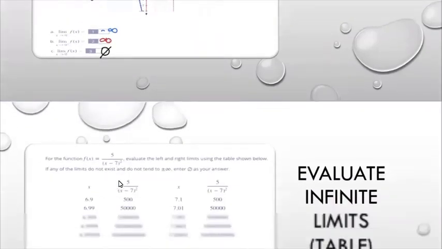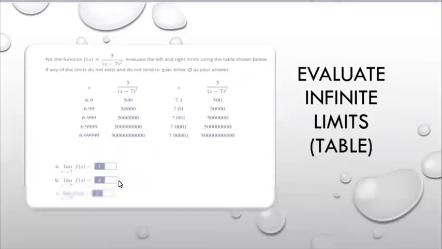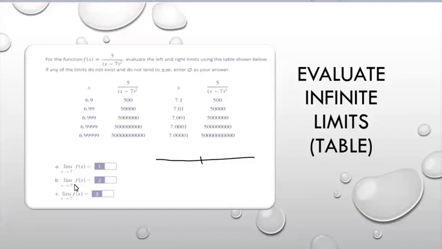All right, so what happens when we need to do the same? We need to evaluate those infinite limits if we're given a table of values. Same deal, we just need to look at the behavior and recognize right or left. If you need to make a little table, we are approaching 7. So here it says we're approaching 7 from the left and from the right. That means that 6 is in here and 8 is in here.